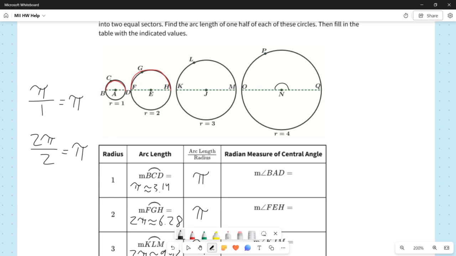we know that this is 180 degrees, and we also know that an entire circle has a radian measure of 2 pi. And so if we want the radian measure of this central angle, which is half of that, our radian measure is going to be simply pi radians.